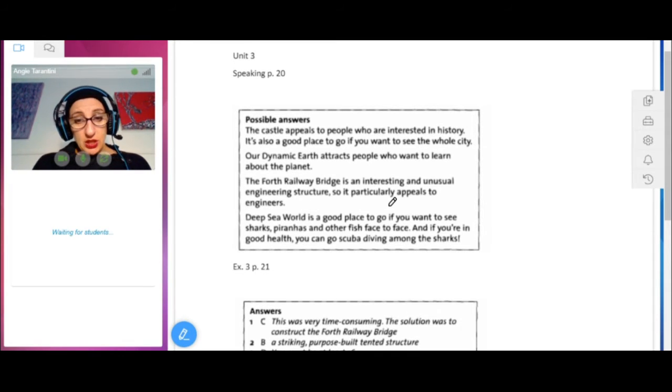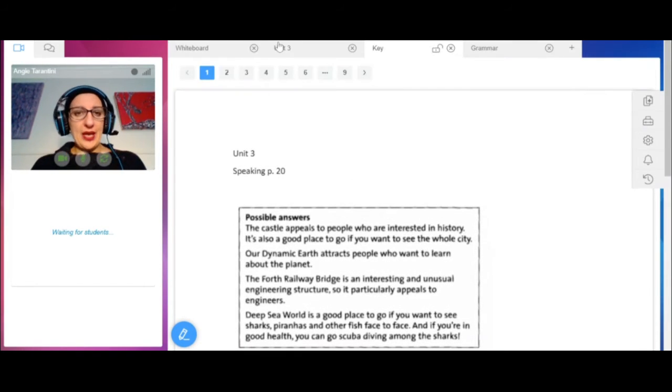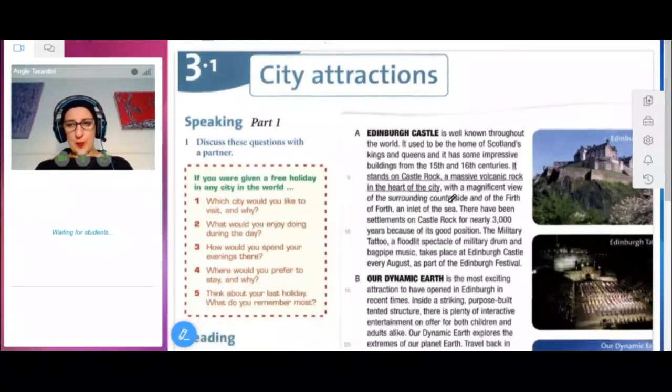Deep Sea World is a good place to go if you want to see sharks, piranhas, and other fish face to face. If you're in good health, you can go scuba diving among the sharks. Would you do that? I'm not sure I would. Anyway, go back.